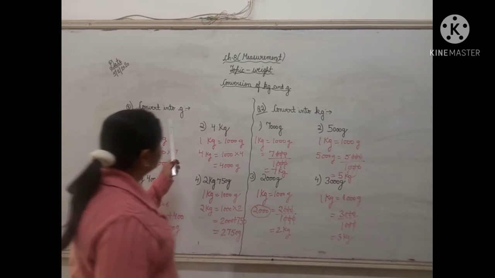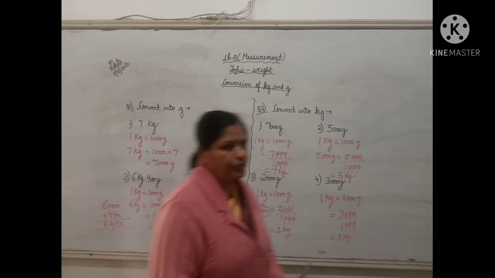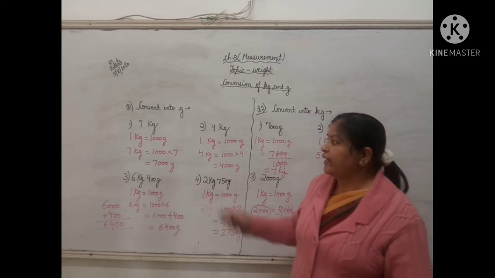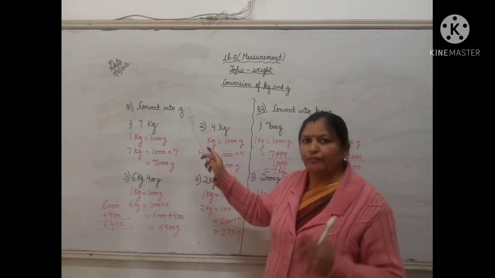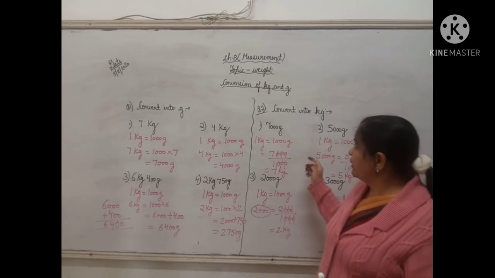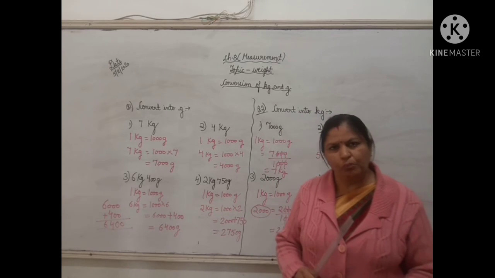I hope you all have understood both the questions, how you have to convert into gram and how you have to convert into kg. Children, please remember, again I am saying that whenever we have to convert bigger unit into smaller unit, we have to multiply. And when we have to convert smaller unit into bigger unit, we will divide. So I hope both the sums are clear to you.